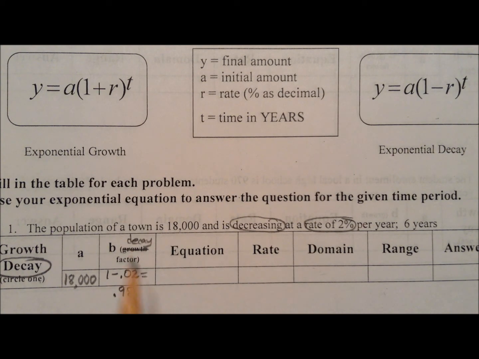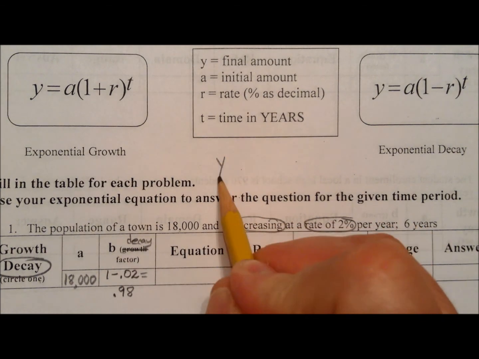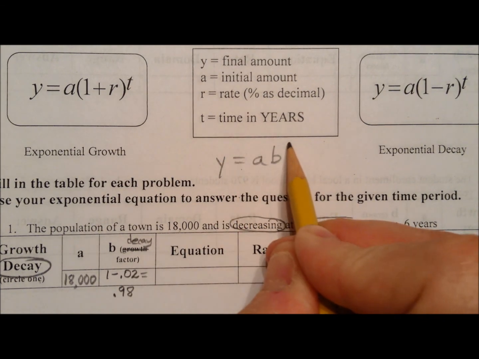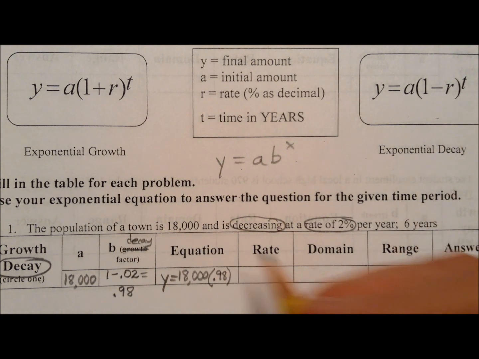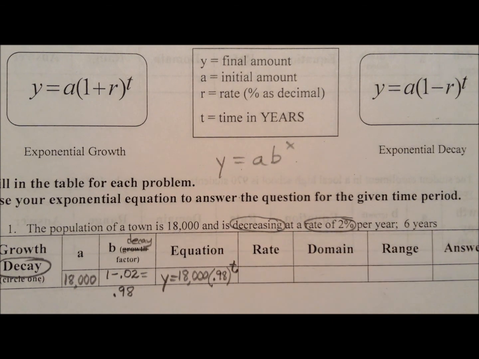as my base. So now I have A, I have B, and if you remember back in the general formula, that's what we had right here. So my equation is going to be y equals 18,000 times 0.98, and we need our exponent, and since we're talking time over time, we're going to use t. My rate is 2%, and my domain, well, if we're talking about time, time is always going to be positive.